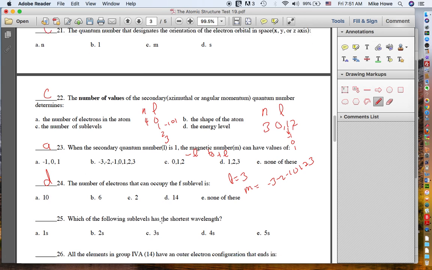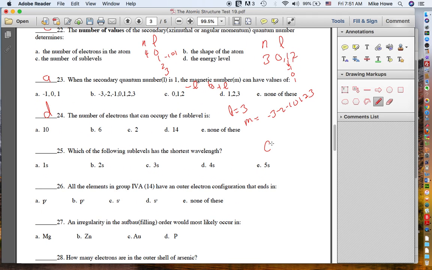Right, shortest wavelength would be the highest energy. So remember, c is equal to wavelength times frequency. So which one of these is the highest energy? That would be 5s.